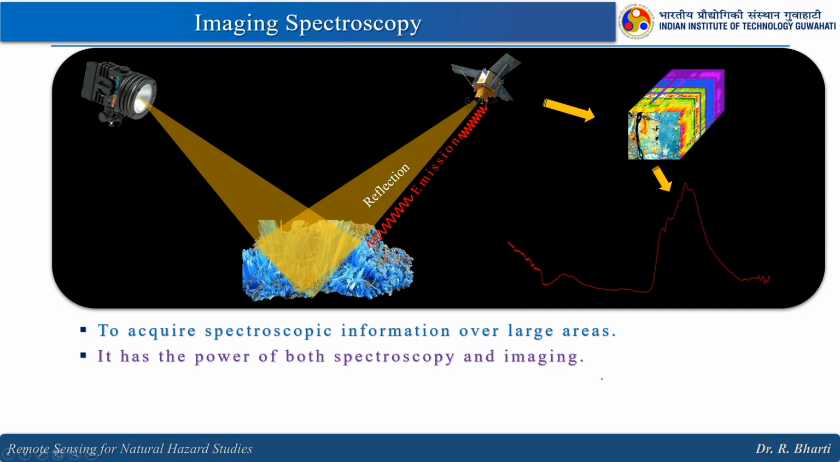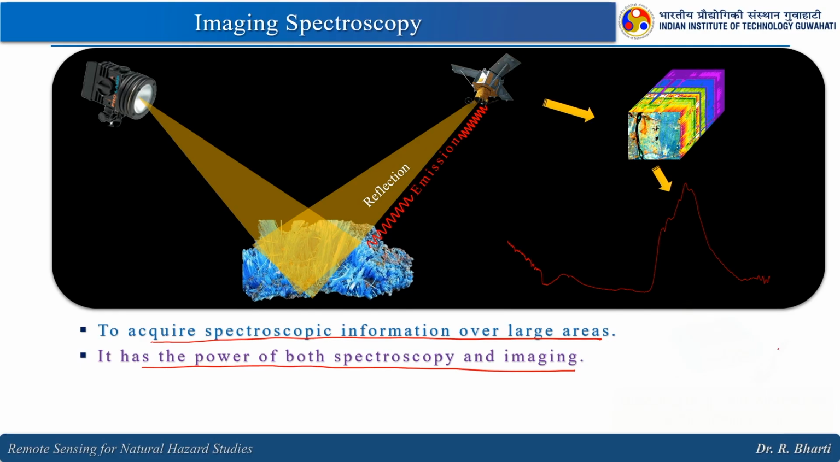Now when we talk about imaging spectroscopy, it is to acquire spectroscopic information over a large area, and it has both the power of spectroscopy and imaging. When we talk about spectroscopy, it is instrument based and capable of generating the spectra of a given material, but it will not have the spatial distribution. So it will not cover a large area, it will cover only a small portion of the sample, as we do in XRD, XRF, ICP. So everything works on the spectroscopy principle, right.